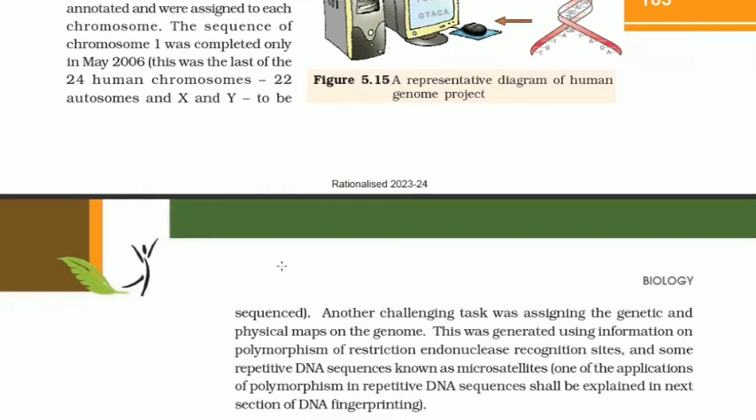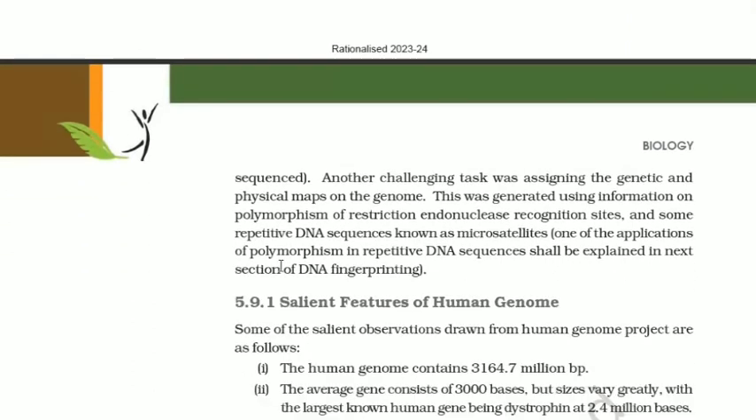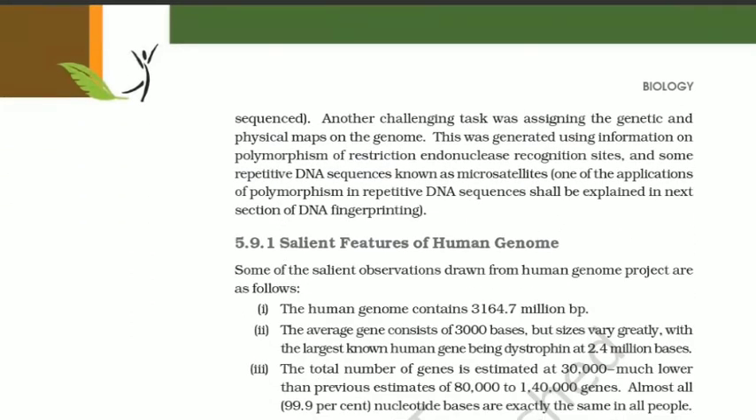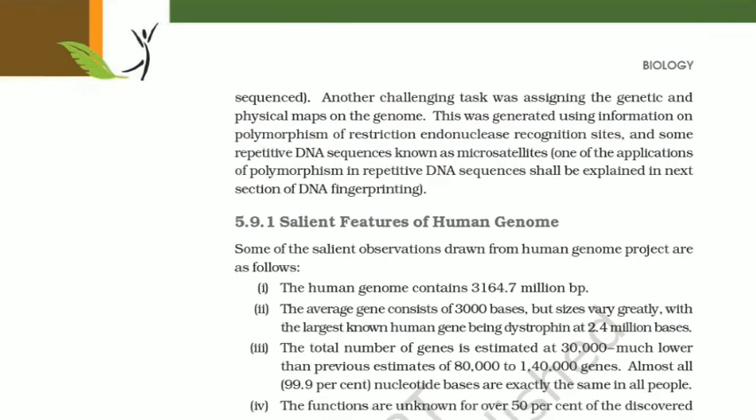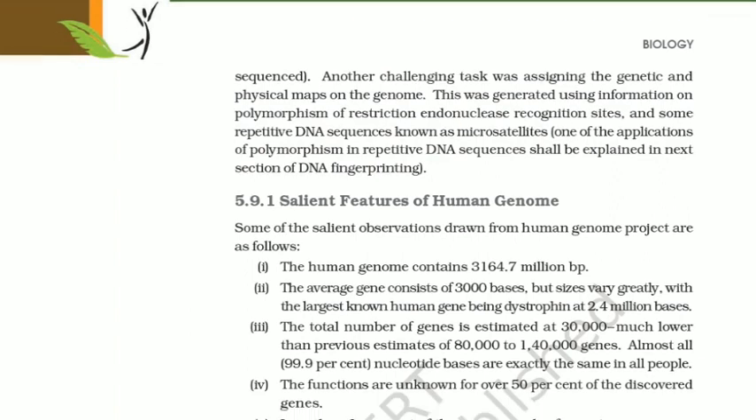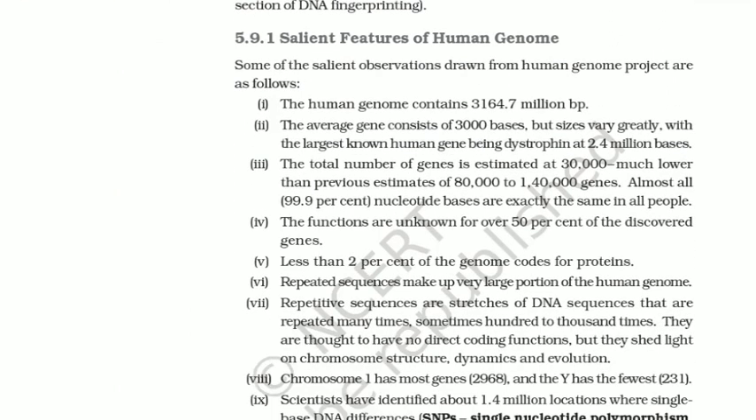The sequence of chromosome 1 was completed only in May 2006. This was the last of the 24 human chromosomes, 22 autosomes, and X and Y, to be sequenced. Another challenging task was assigning the genetic and physical maps on the genome. This was generated using information on polymorphism of restriction endonuclease recognition sites, and some repetitive DNA sequences known as microsatellites. One of the applications of polymorphism in repetitive DNA sequences shall be explained in the next section on DNA fingerprinting.